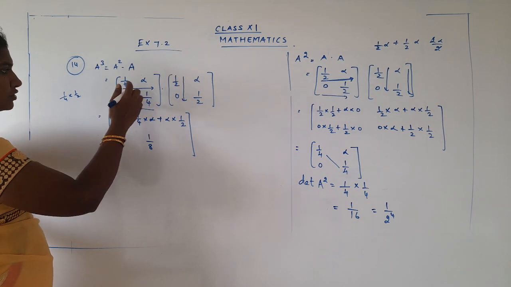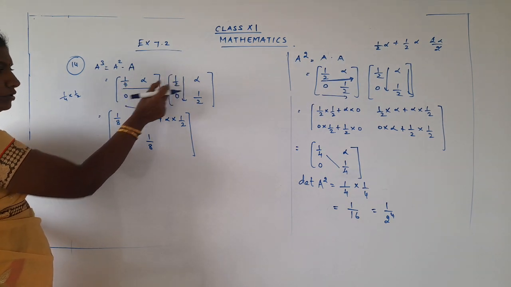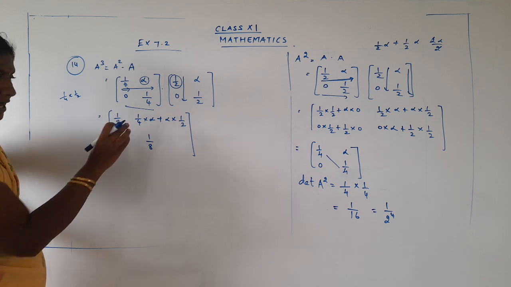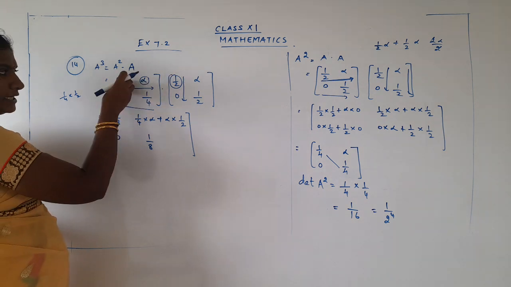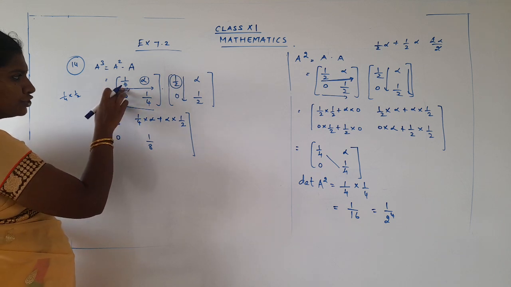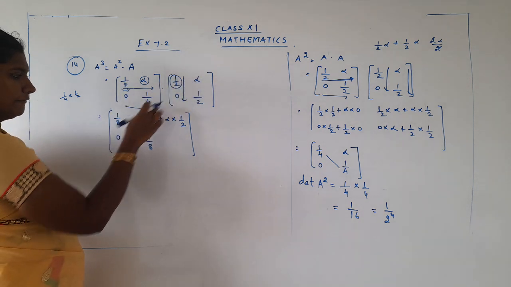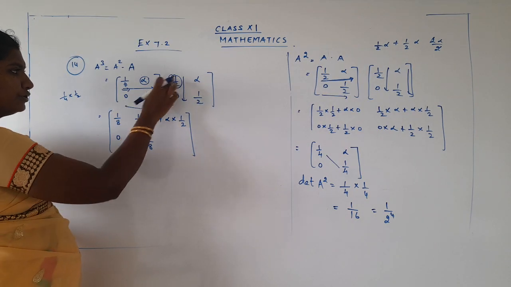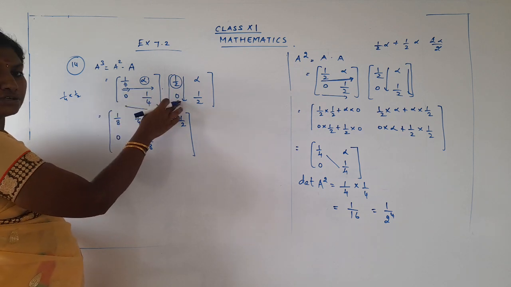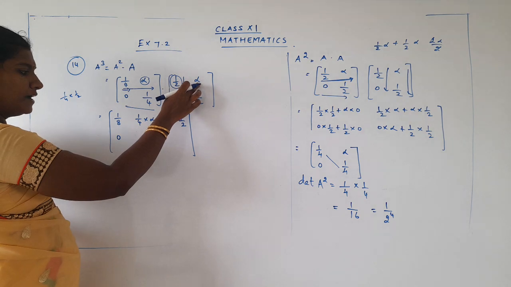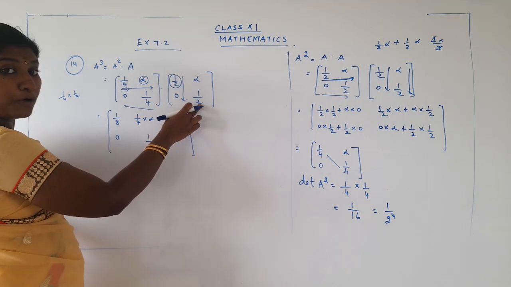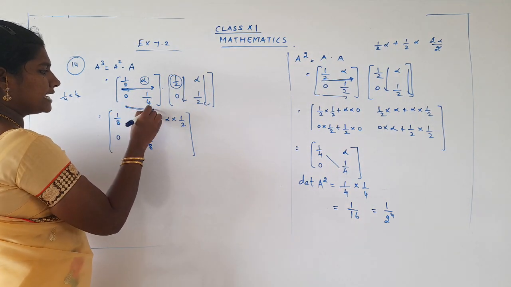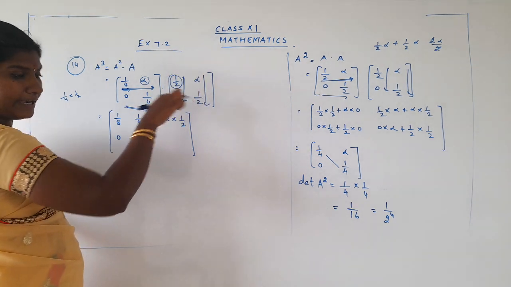I will explain the step once again. The first row and the first column: 1 upon 4 into 1 upon 2, plus alpha into 0, that is 0. So I have just taken the first multiple, that is 1 upon 4 into 1 upon 2. The first row and the second column: 1 upon 4 into alpha plus alpha into 1 upon 2. Then 0 into half is 0, 1 upon 4 into 0 is 0. Next, 0 into alpha is 0, and 1 upon 4 into 1 upon 2 is 1 upon 8. So the order is first row first column, first row second column, second row first column, second row second column.